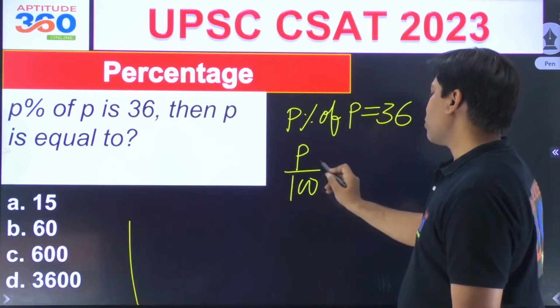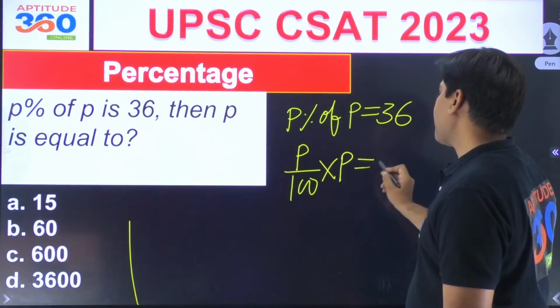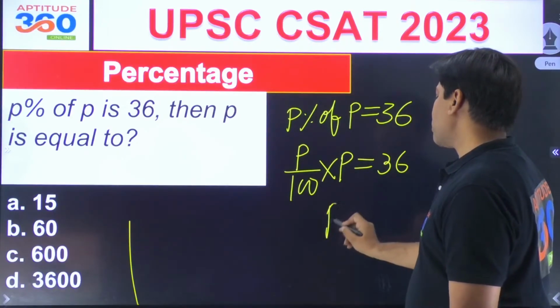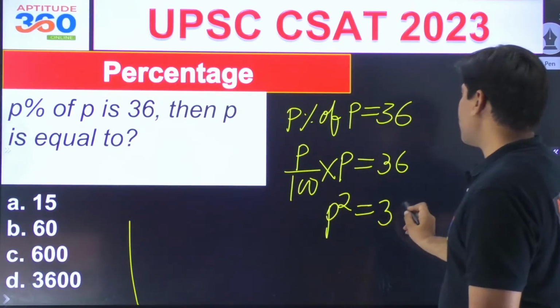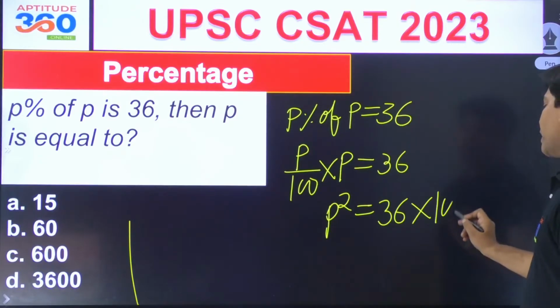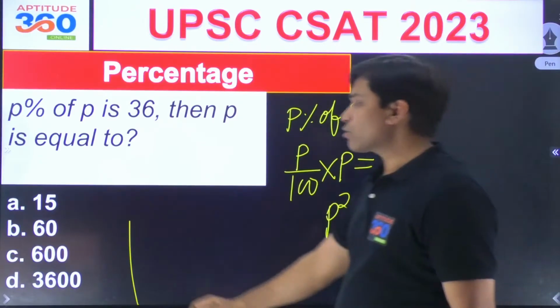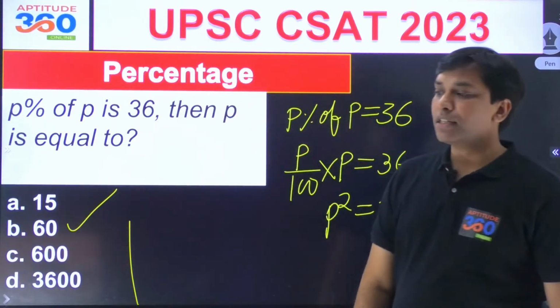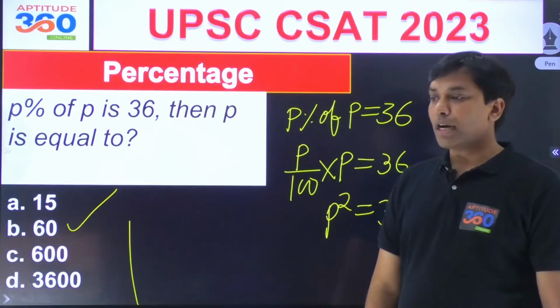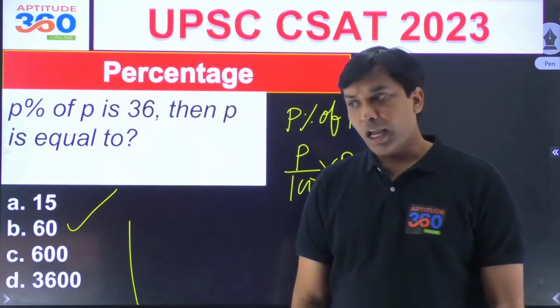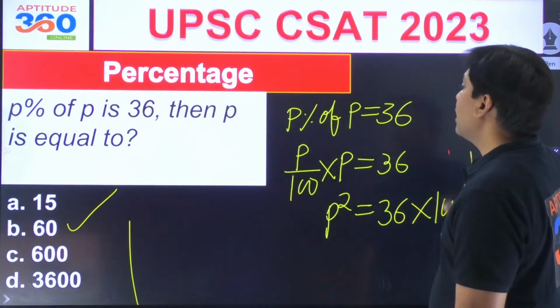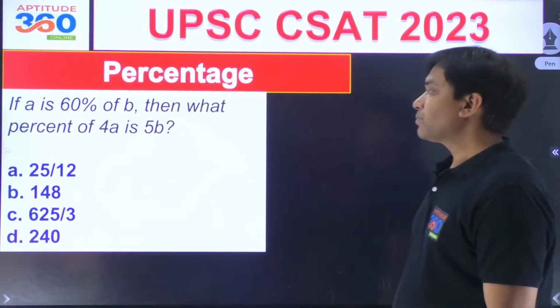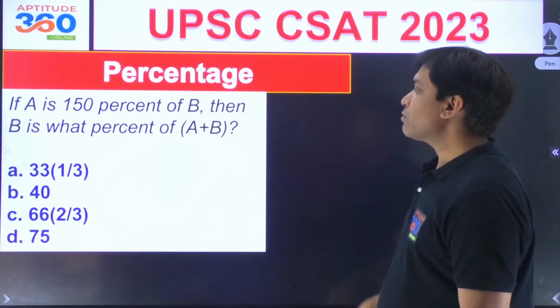अभी तक आप यही सीख रहे हो और कुछ आपने सीखा नहीं है. So this becomes p square equals 36 into 100. आप इसका स्क्वायर रूट निकालोगे, 60 निकल के आएगा. That is going to be our answer. Is everybody understanding this one? Tufal, Muskan, Pranesh, Sonia. I hope everybody is getting the answer. Let us go ahead and solve this problem. Before this problem, I would like you to solve this problem.